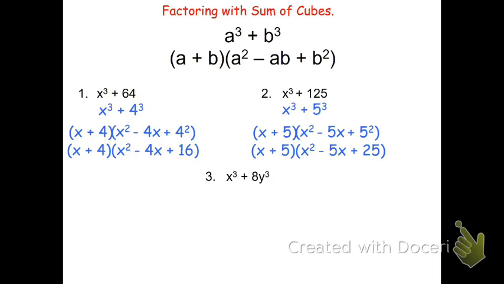On problem 3, I'll rewrite it. This is really x cubed plus the quantity 2y cubed. Substituting it in, it's going to be the quantity x plus 2y times the quantity x squared minus 2xy plus the quantity 2y squared. Again, it's the quantity 2y squared because I have to square both the 2 and the y. Simplifying this out, we'll get the quantity x plus 2y times the quantity x squared minus 2xy and then plus 4y squared.